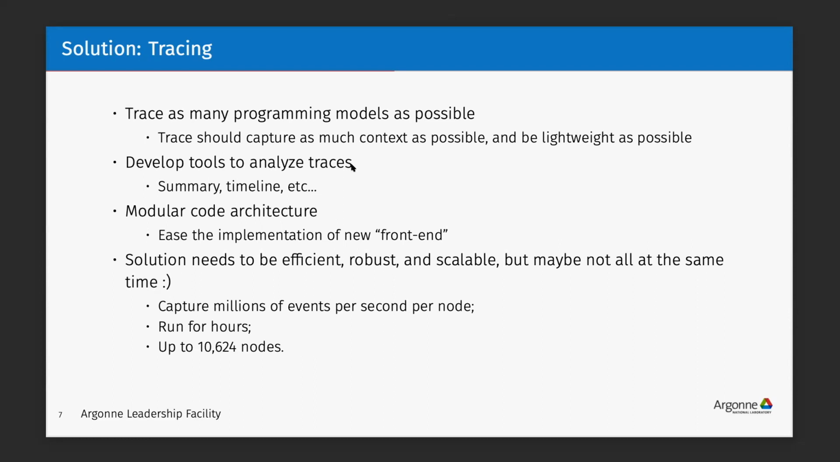We want to be able to capture millions of events. We want to be able to run for hours. And we need to scale up to 10,624 nodes. I don't know where this number came from. Maybe it's the number of nodes in Aurora.